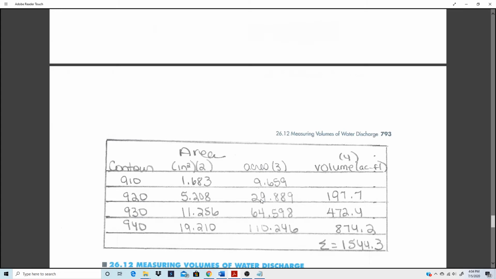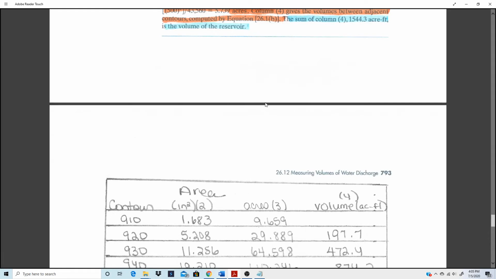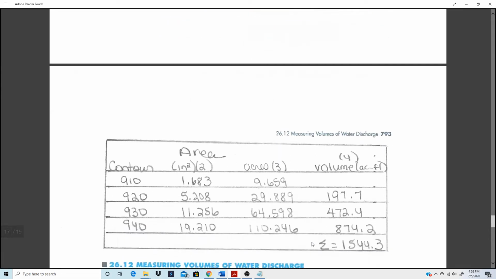So 5.739 times 5.208 gives me 29.889. And you just multiply each one of these by your 5.739 to get your acres. All right, a lot of times I like to just do my acres at the end and divide by 43,560 at the end, but for this particular one, we would need to do it ahead of time. And then to get the volume, we're going to use the average end area.